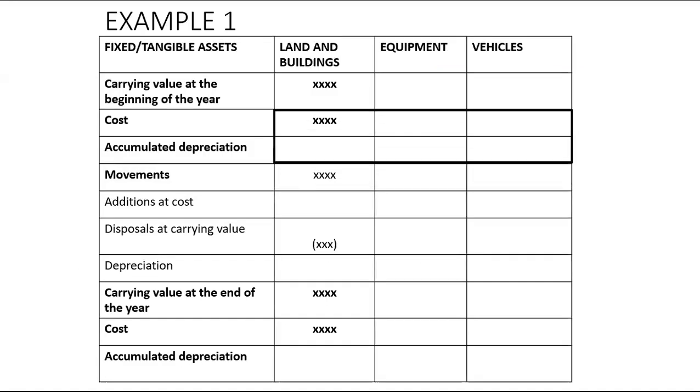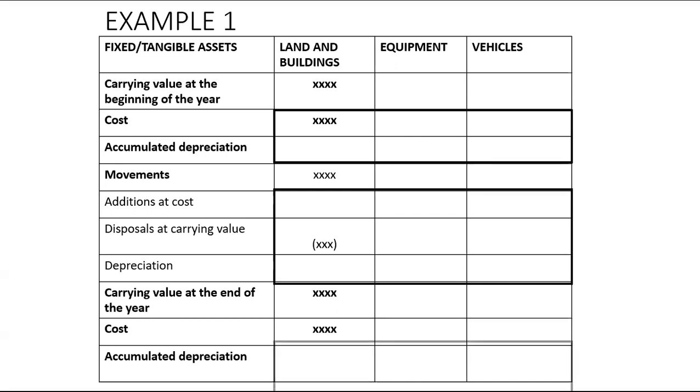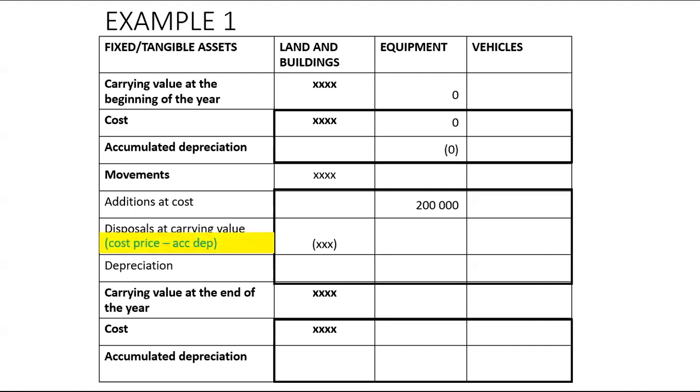Okay, this part here. Please note that at the beginning of the year, when we started the 2020 financial year, we did not have any equipment, we did not have any vehicles, okay? Because we bought them during the year, we will put them under additions. So additions at cost for equipment will be 200,000, disposals will be 0. Disposals relates to us selling the asset, and we will record it at carrying value. We will do this later on.